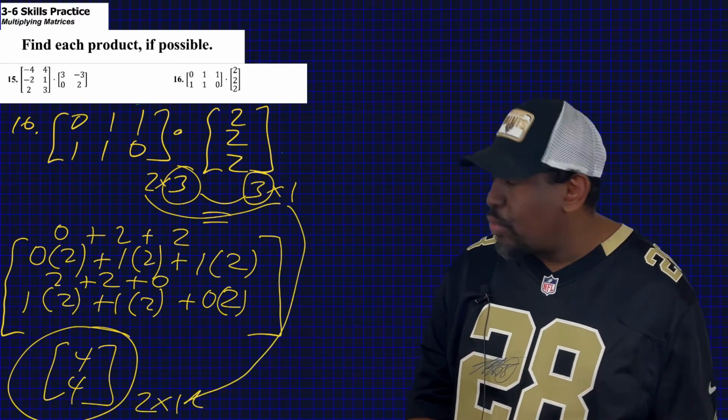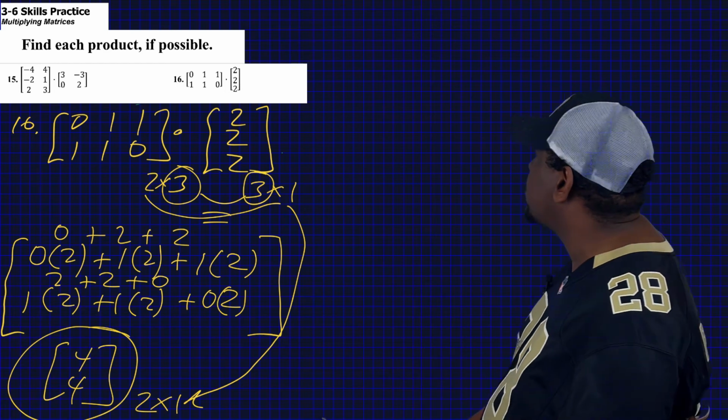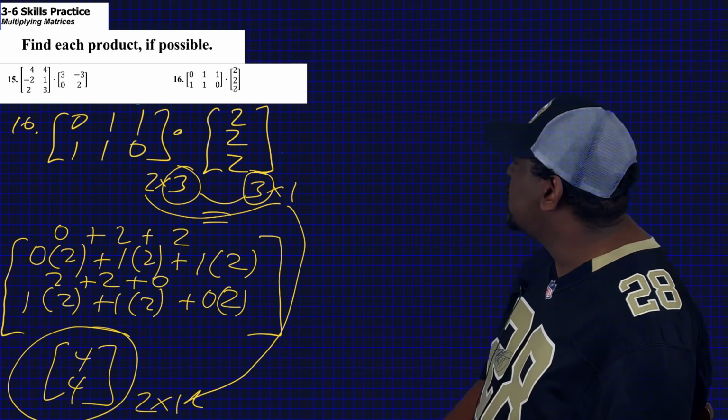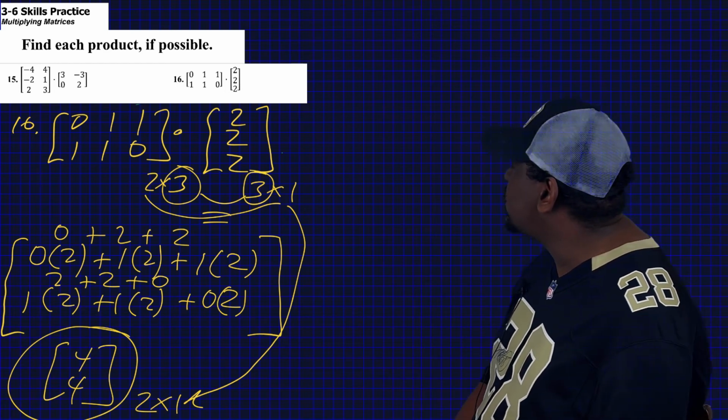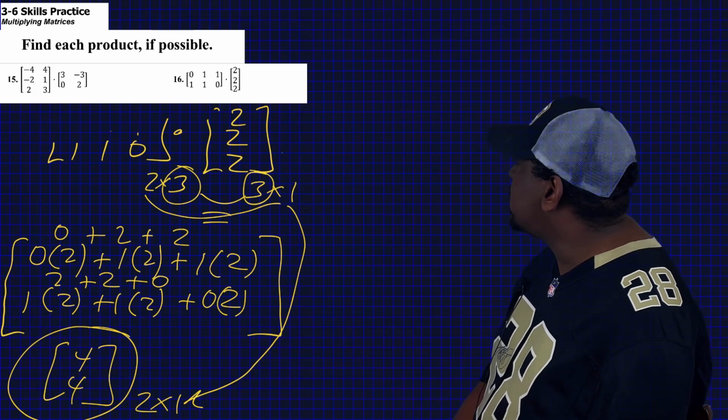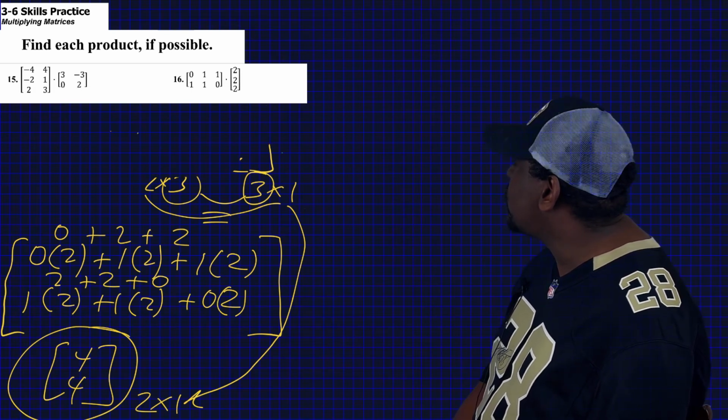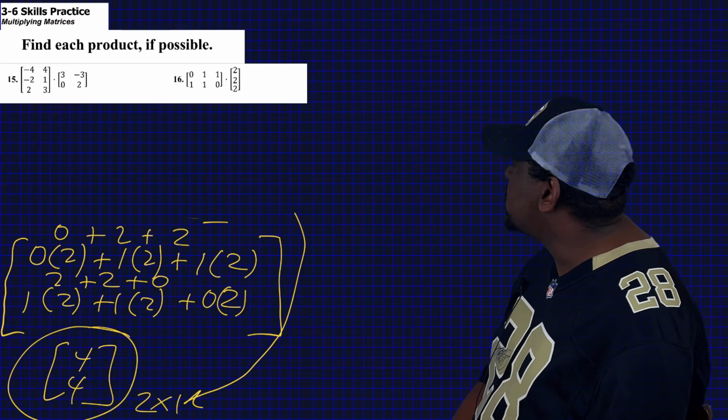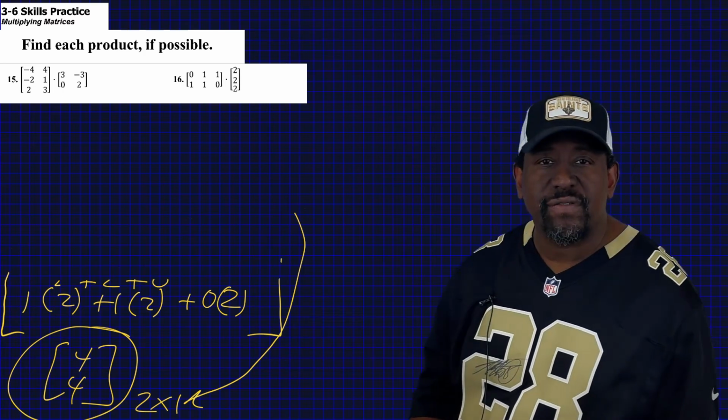And the board there illustrates what we're saying. You can see NOLA MATHMAN circles the terms there, the outer terms, which model the dimensions of the product. So, very good.